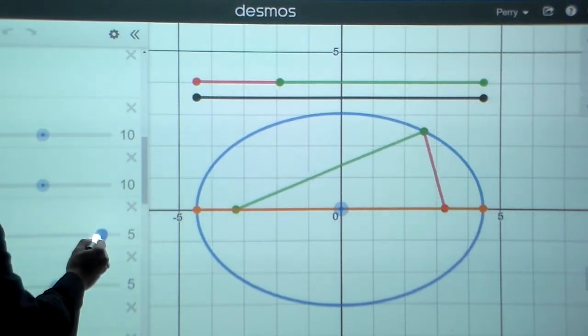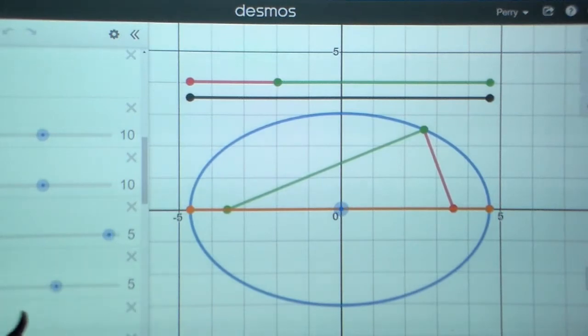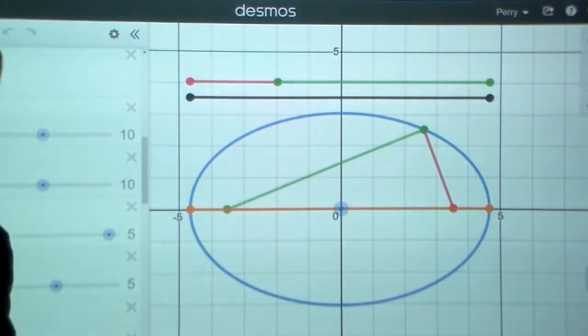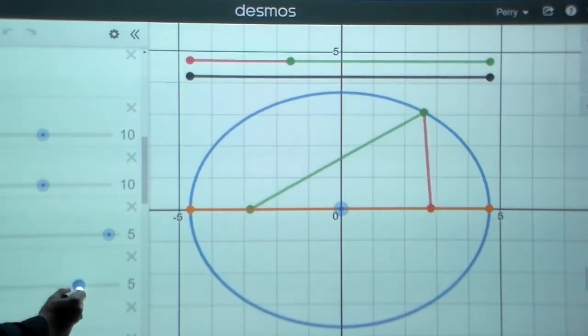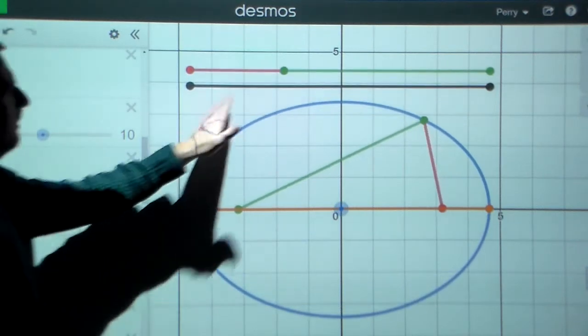We haven't defined what A and B do quite yet, but you can see you can play around with those, and everything stays proportional. This will stay the same length as the major axis. You can make this a little taller. You can make it more narrow, and you can see how that effectively changes these two distances.